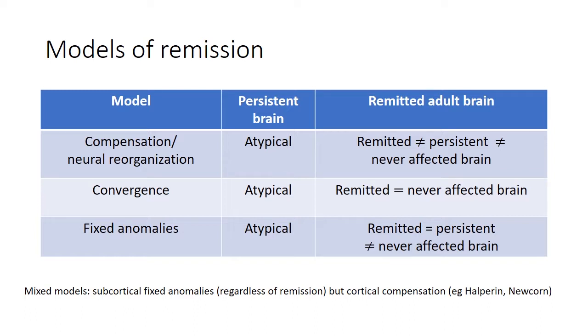For example, a lot of this work is really driven by the work of Halperin and Jeffrey Newcorn, and they have argued that the onset of ADHD is caused by subcortical anomalies that will persist throughout the lifespan. However, the variable clinical course is held to be determined by the plasticity of the cerebral cortex. So the cerebral cortex will reflect outcome, the deeper brain structures will reflect childhood history. I'll again stress all of these models make similar predictions about what the persistent brain will look like, but make quite different predictions about what the remitted brain will look like.